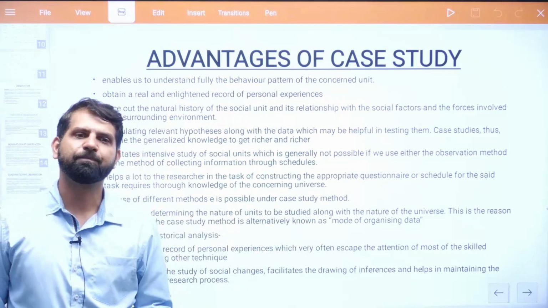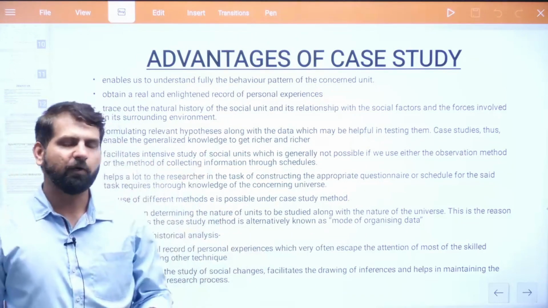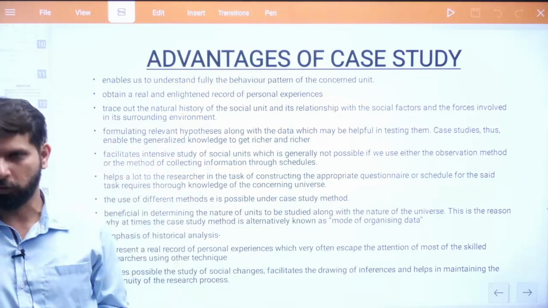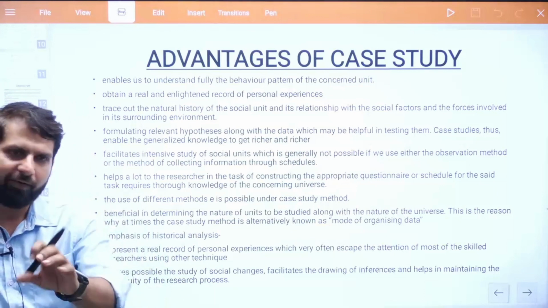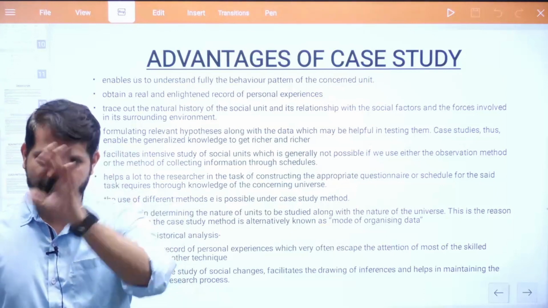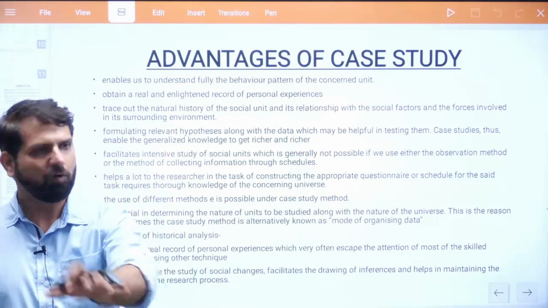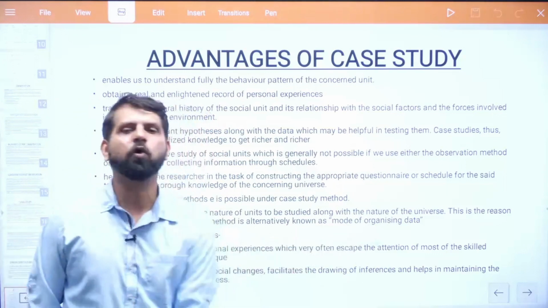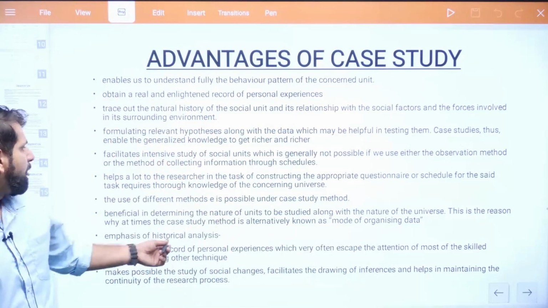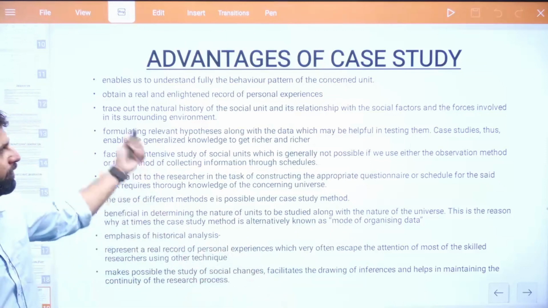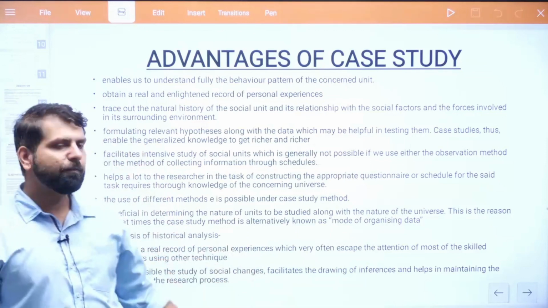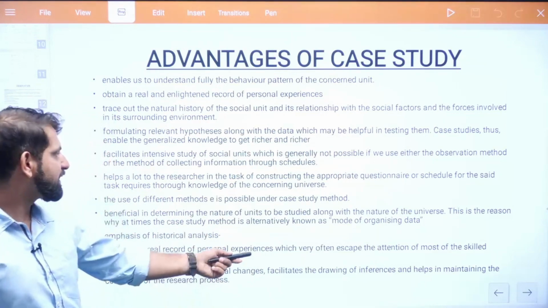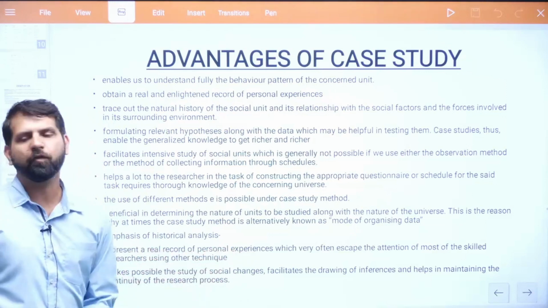Nature of universe means the place, the whole place. For example, when we say universe in a study, universe means the overall population from which the sample will be drawn. For a study, you need to have a sample, and the sample will be drawn from a universe, and that universe is the overall population from which the sample will be drawn. This is the reason this method is also called a mode of organizing data. Emphasis on historical analysis, as we were talking about. Represents real record of personal experiences, again. Makes possible the study of social changes. Facilitates drawing of inferences and helps in maintaining continuity of research processes.